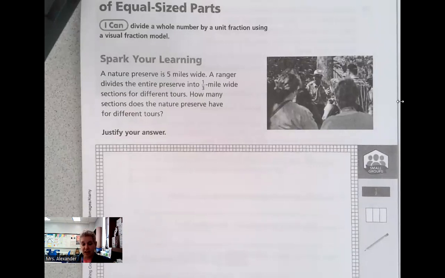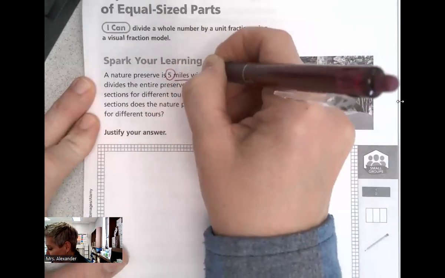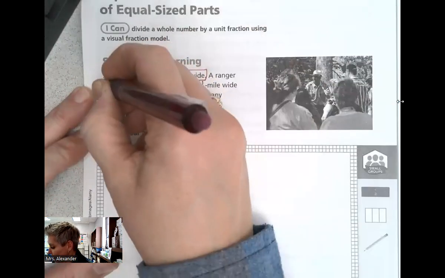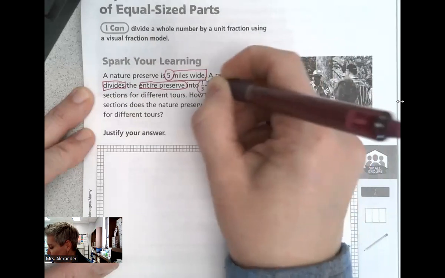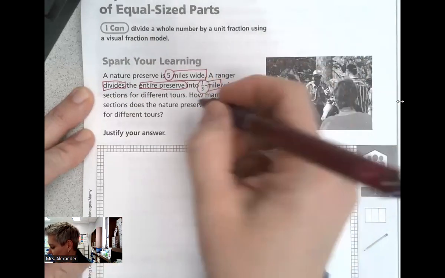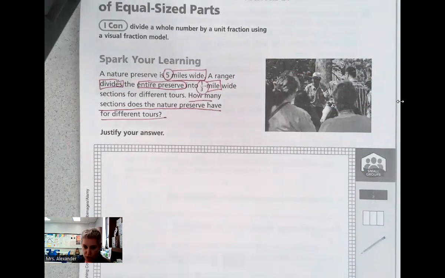So think about this. A nature preserve is 5 miles wide. A ranger divides the entire preserve into 1/3 mile wide sections for different tours. How many sections does the nature preserve have for different tours? So the preserve is 5 miles wide. The ranger is going to divide the entire preserve into 1/3 mile wide sections. How many sections would that be? All right, I'm going to ask you to pause right here and see what you can come up with, and if you have an answer.